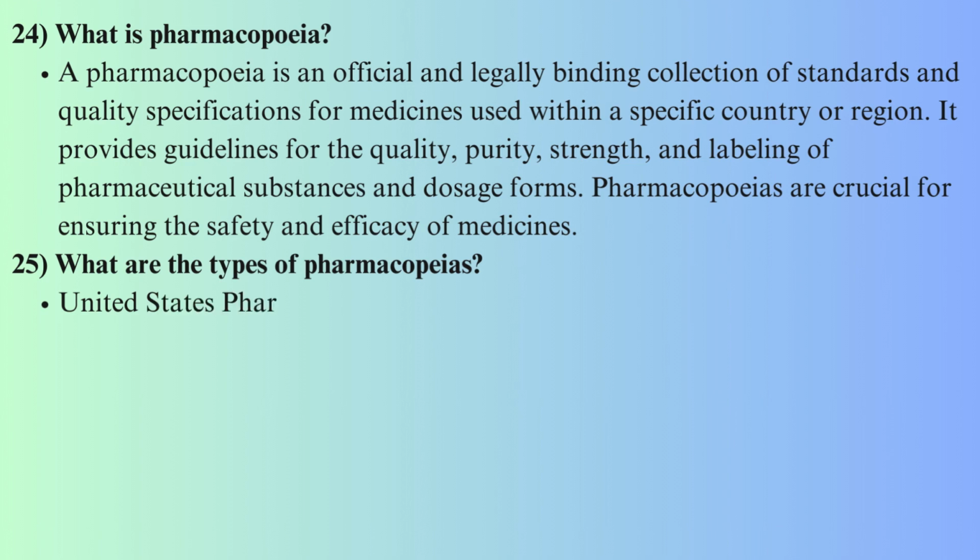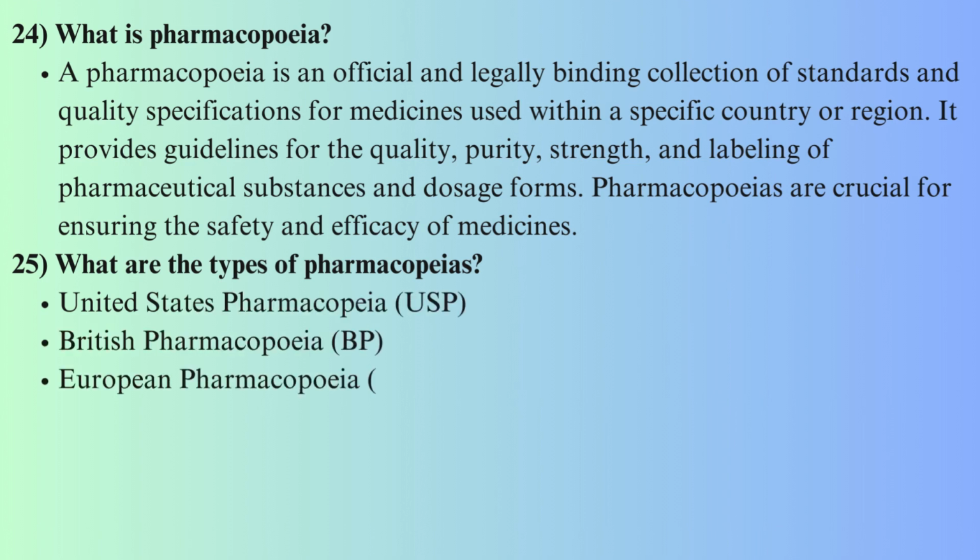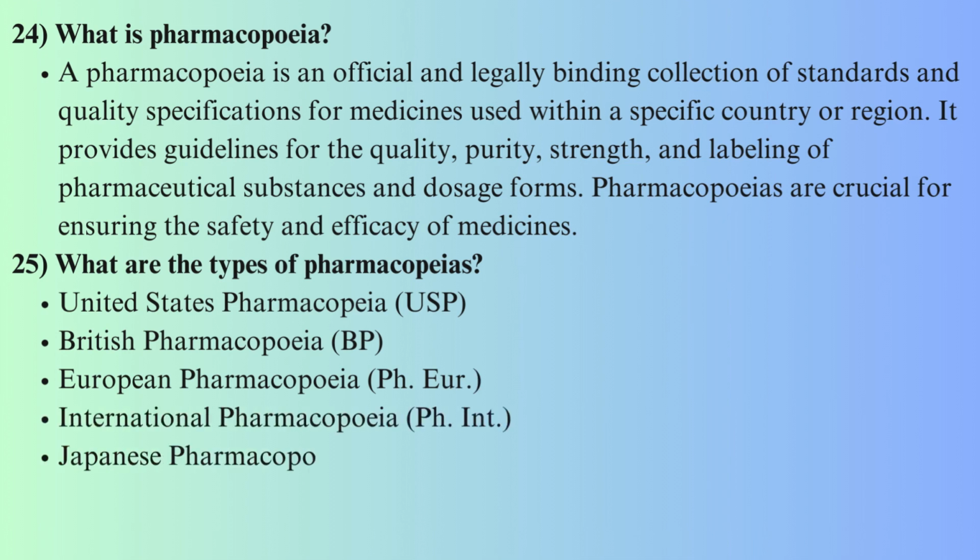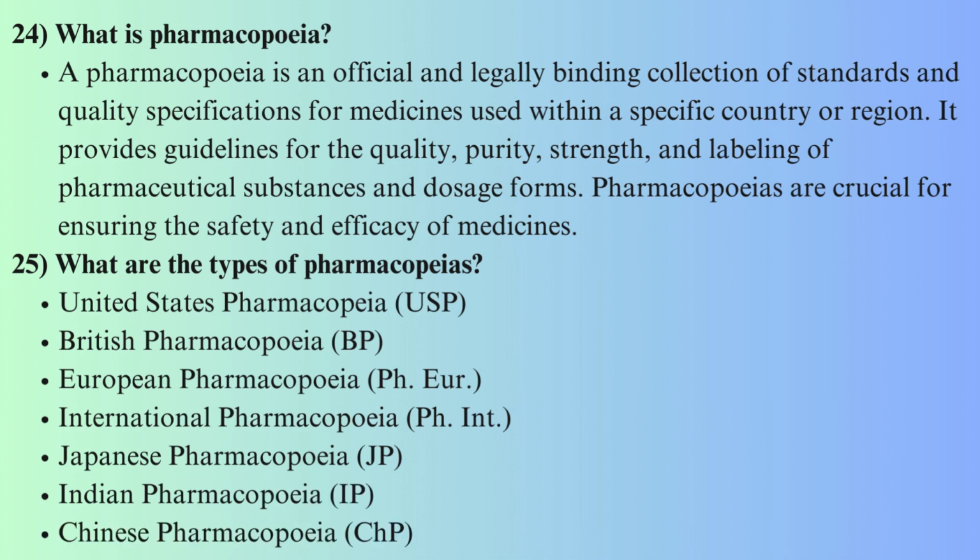What are the types of pharmacopoeias? United States Pharmacopoeia, British Pharmacopoeia, European Pharmacopoeia, International Pharmacopoeia, Japanese Pharmacopoeia, Indian Pharmacopoeia, Chinese Pharmacopoeia.